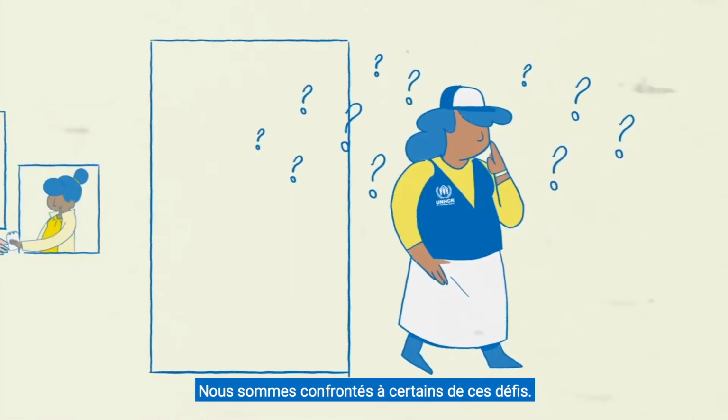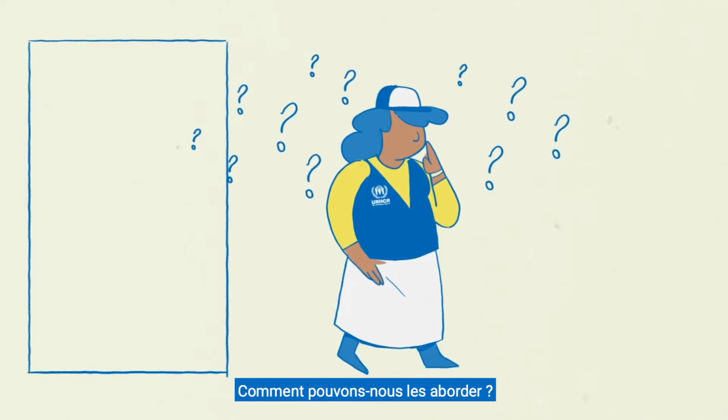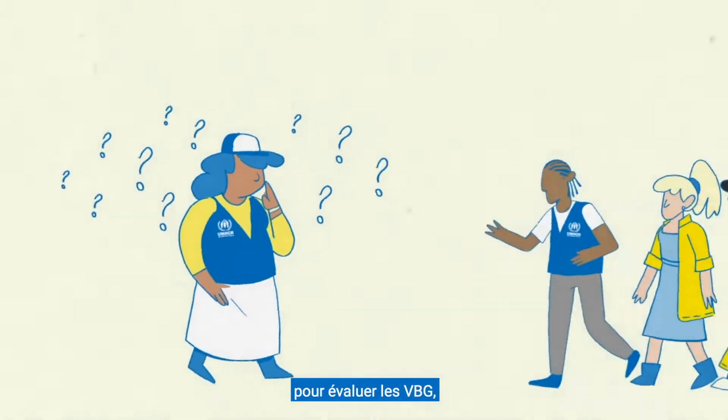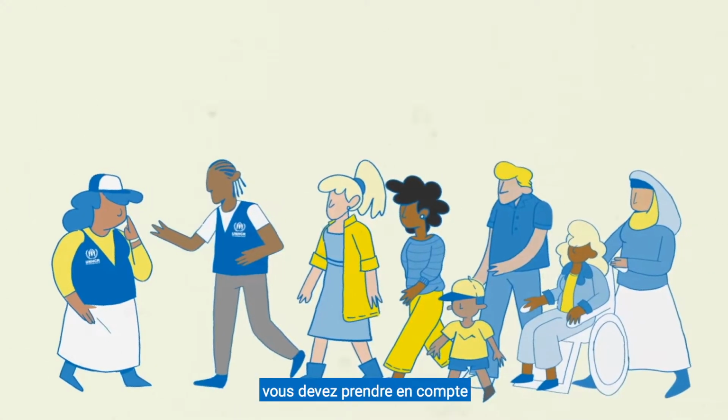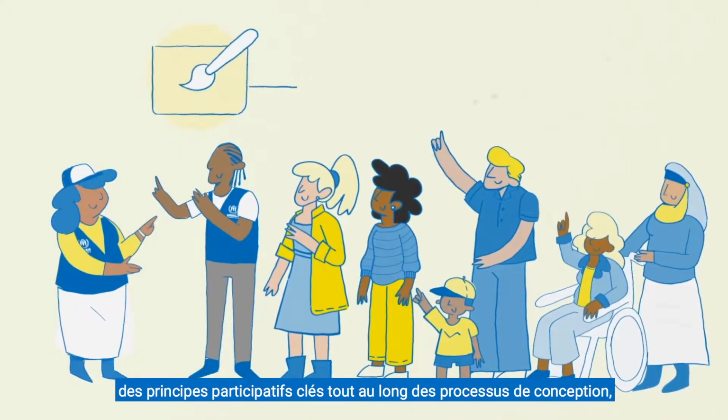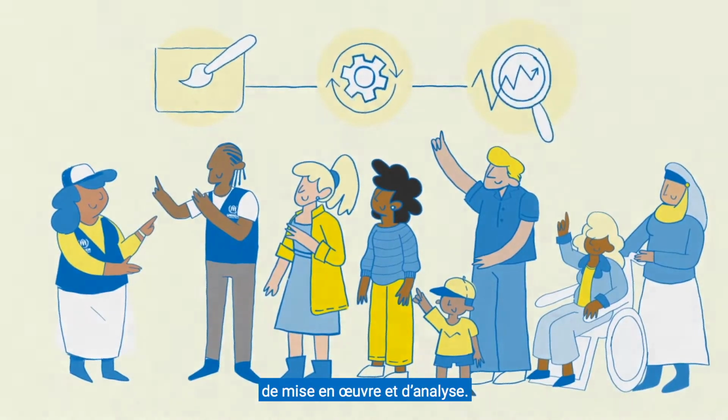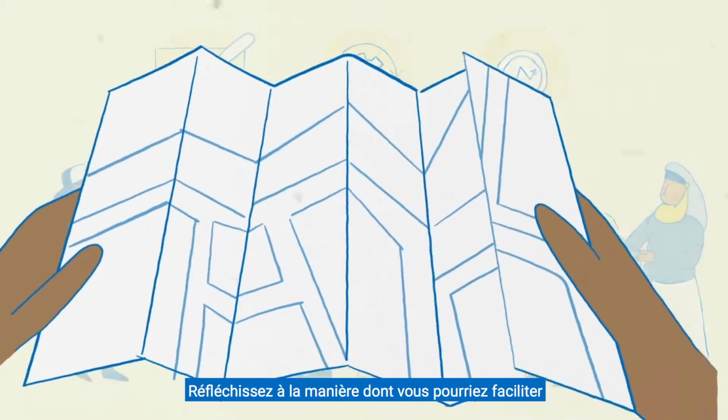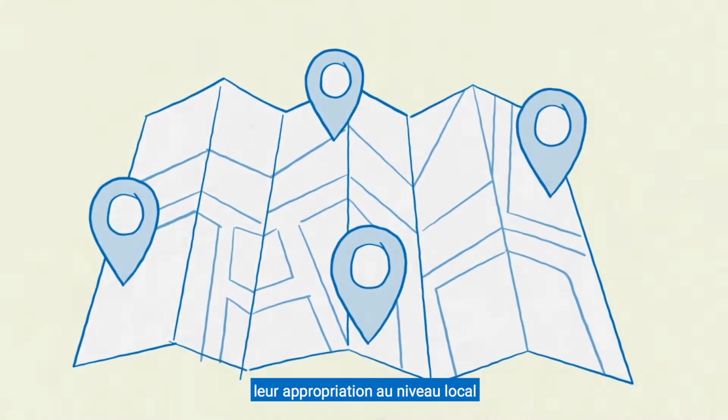We face some of these challenges. How can we address them? When engaging with the community for a GBV assessment, you need to take into consideration key participatory principles throughout the design, implementation, and analysis processes. Consider ways you could facilitate local ownership.